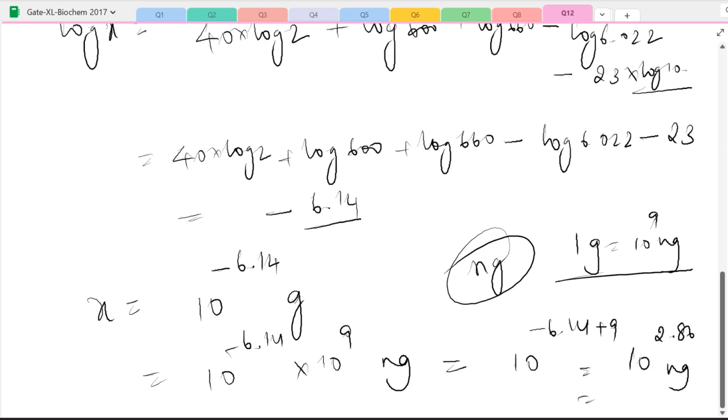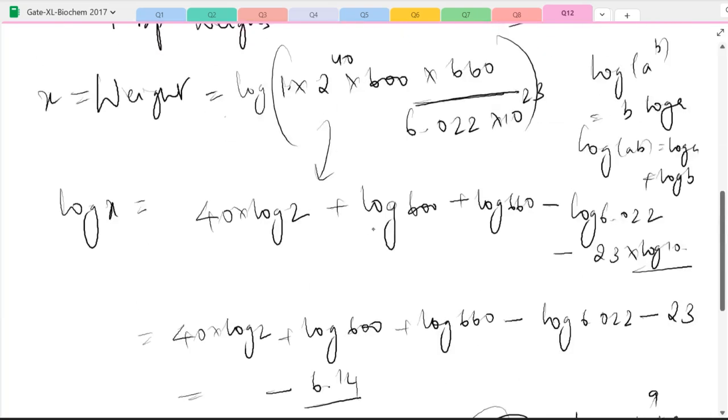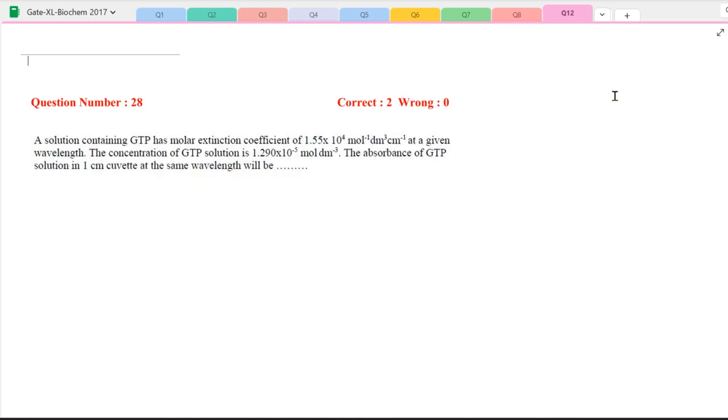So if you now use the calculator on how to calculate 10 power 2.86, it will give you an answer to be 724 nanograms. So this is the correct answer for the following question. So here the calculation can get a bit messy even though you know how to do this question. So if you know basic logarithms and then take log and anti-log on both sides, you're going to get the answer easily. Anyways, moving on to the next question.